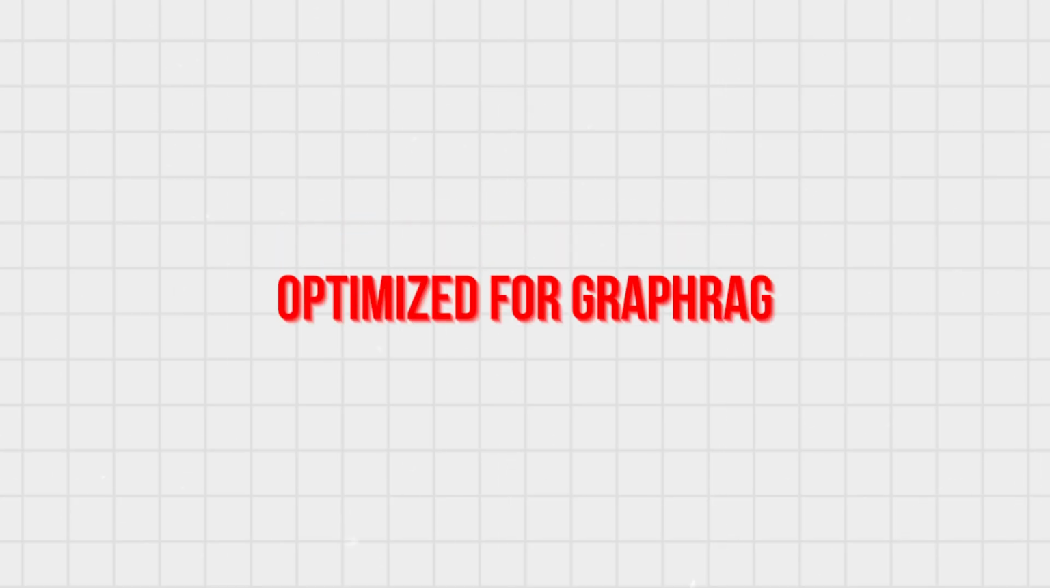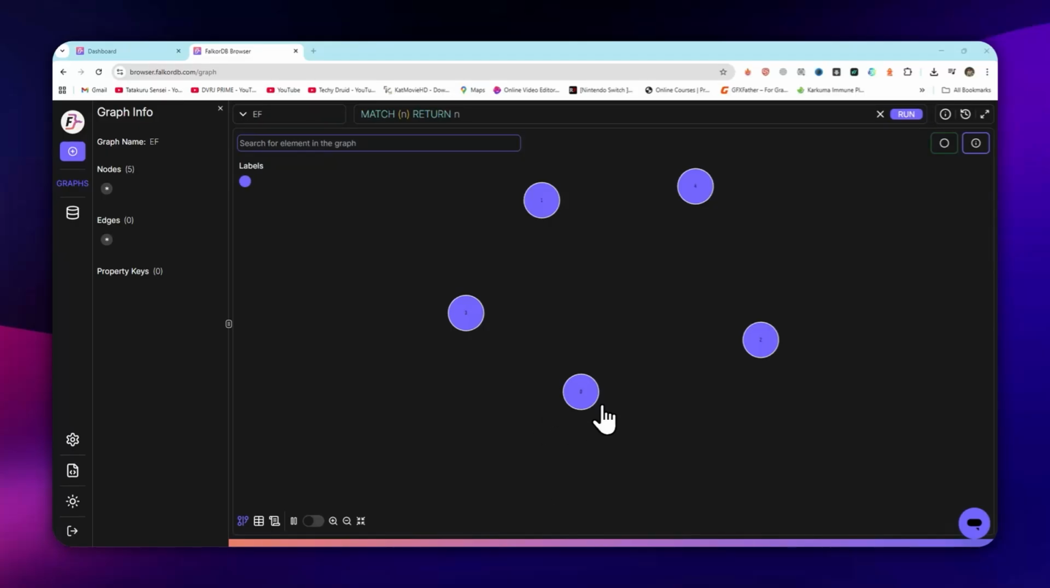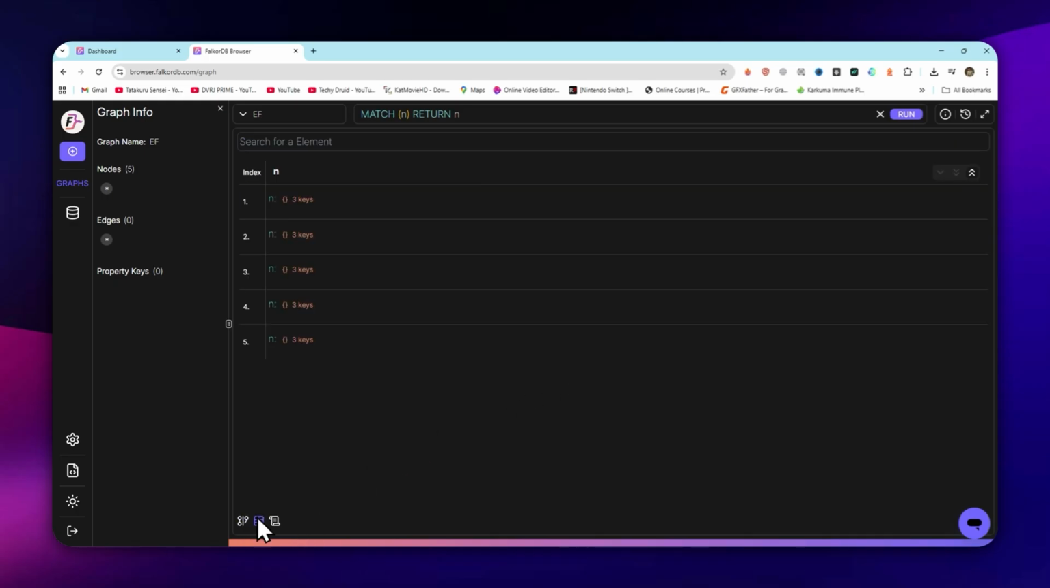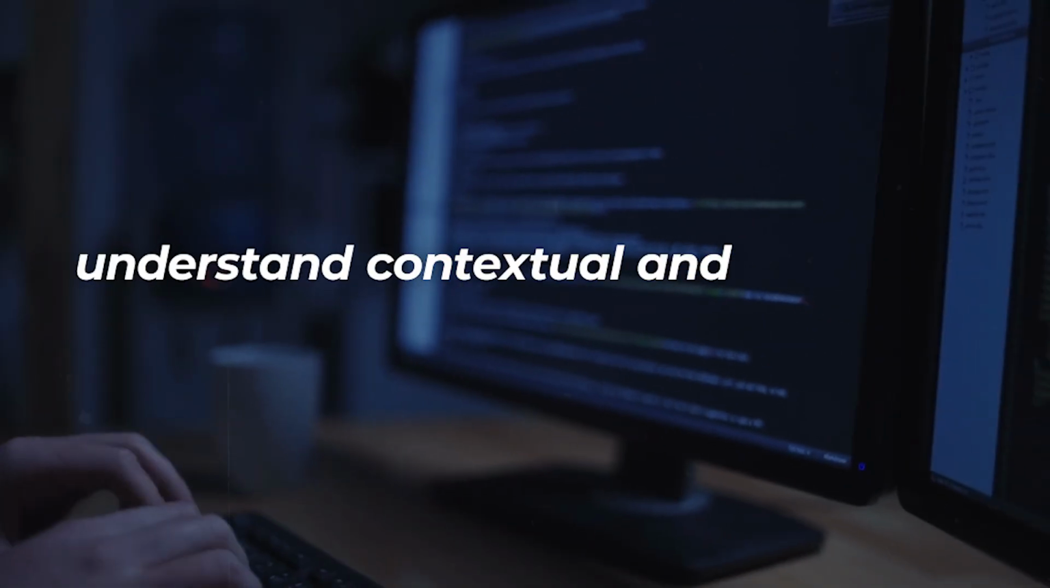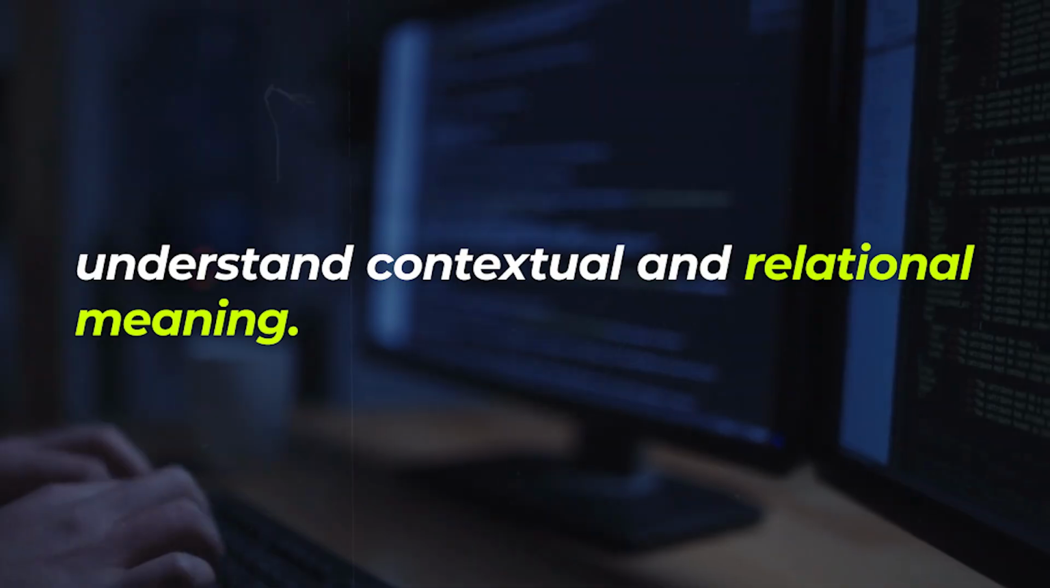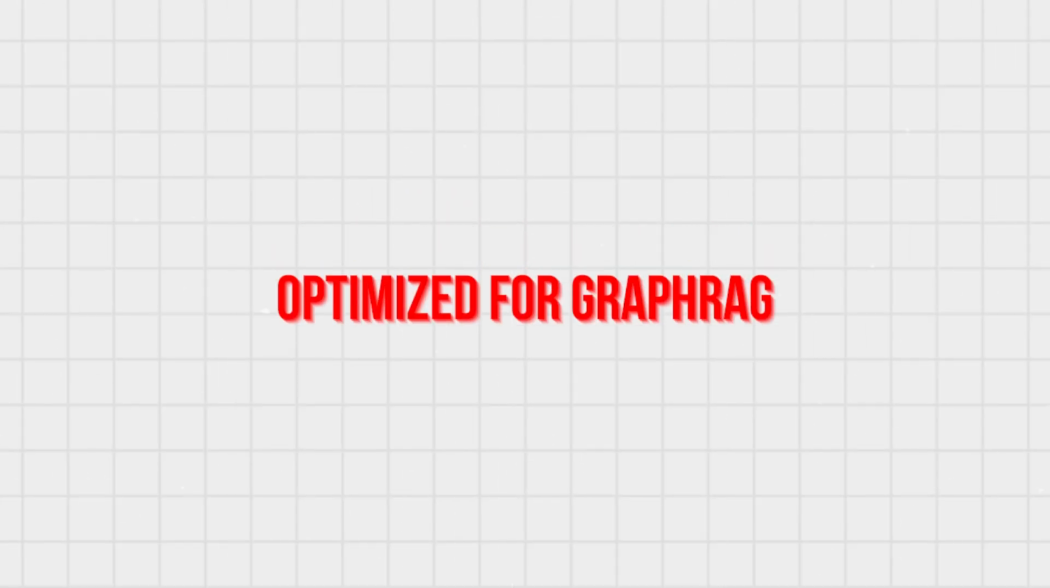Optimized for GraphRAG. FalkorDB is optimized for GraphRAG pipelines that require multi-hop reasoning and precise retrieval. Developers can blend embeddings with graph structure to create retrieval systems that understand contextual and relational meaning.